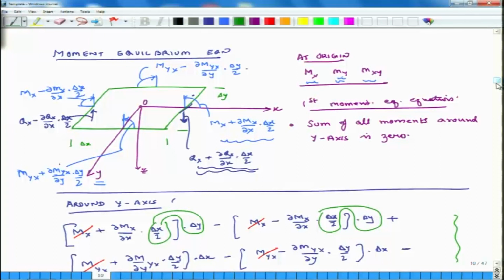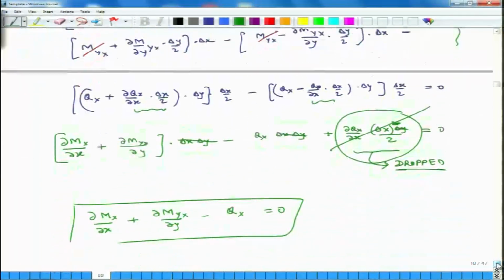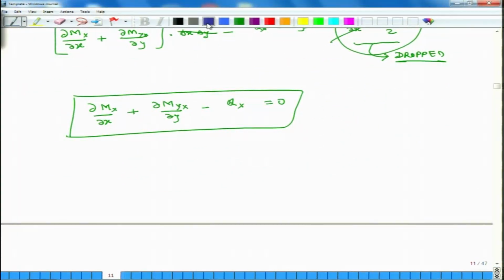Likewise, this is the moment equilibrium equation: if you add up all the moments around the y axis, this is what you get. Similarly, if you have the sum of all the moments around the x axis, we get del Mxy over del x plus del My over del y minus Qy equals 0.